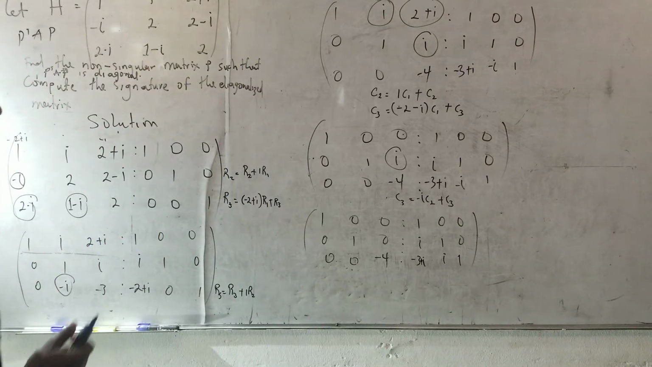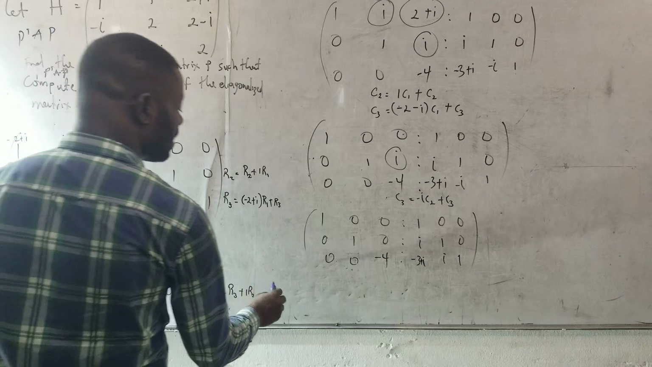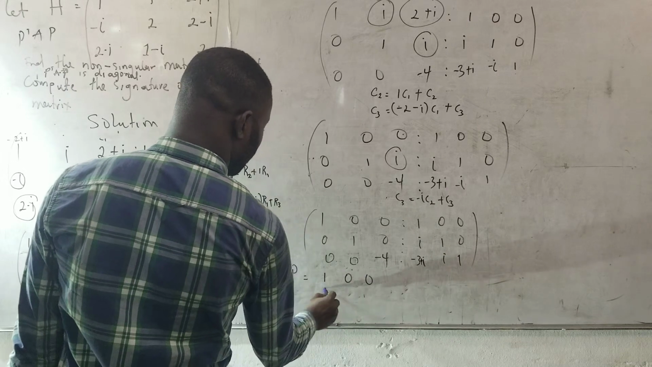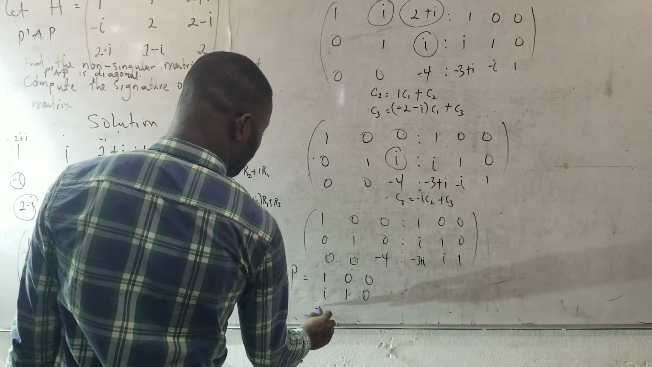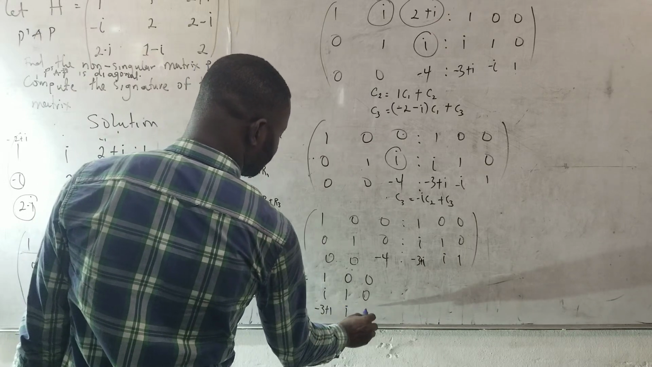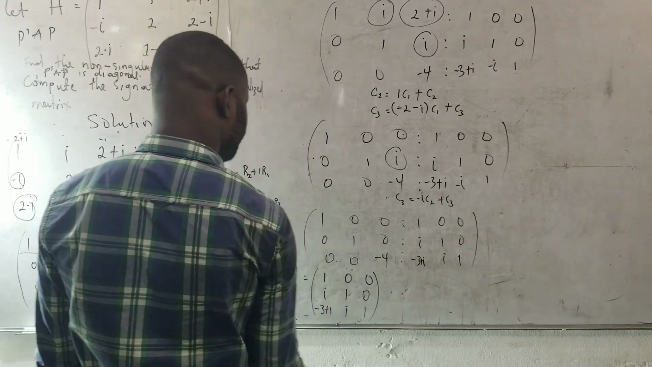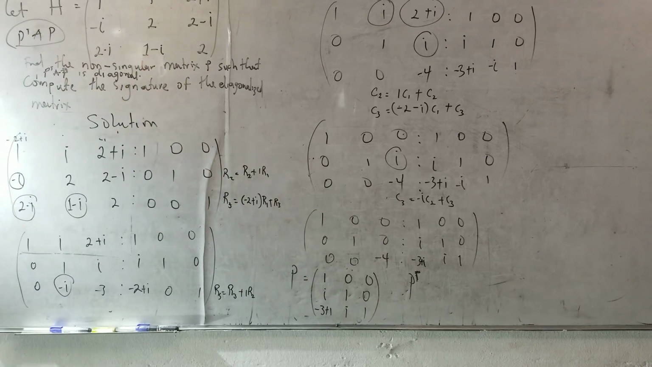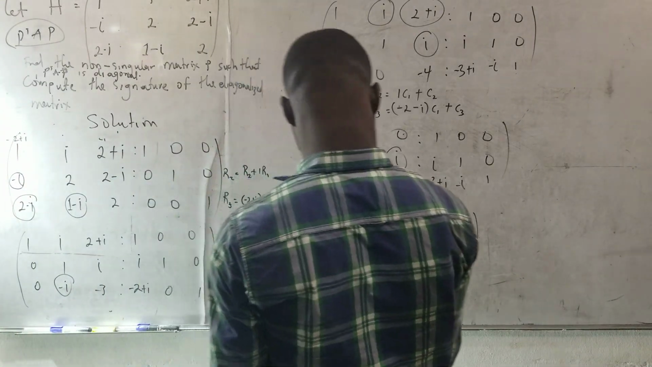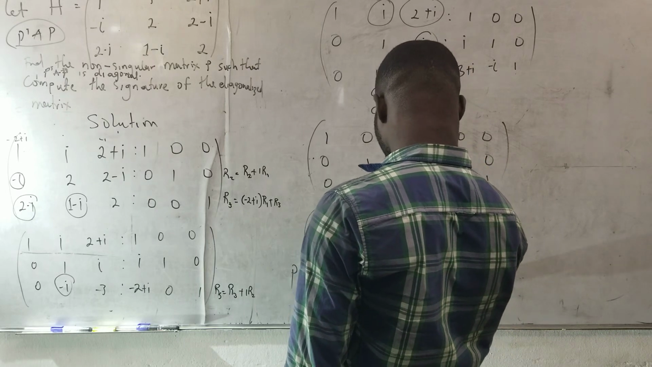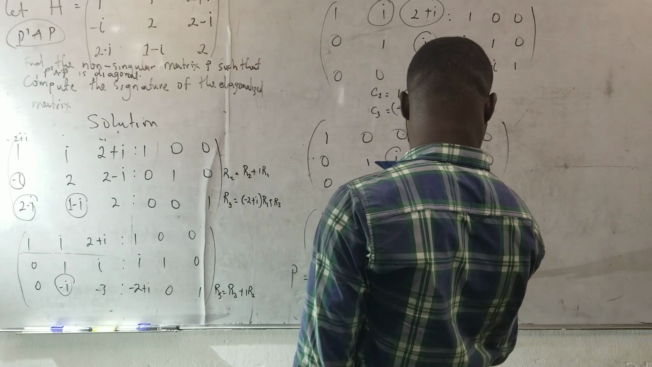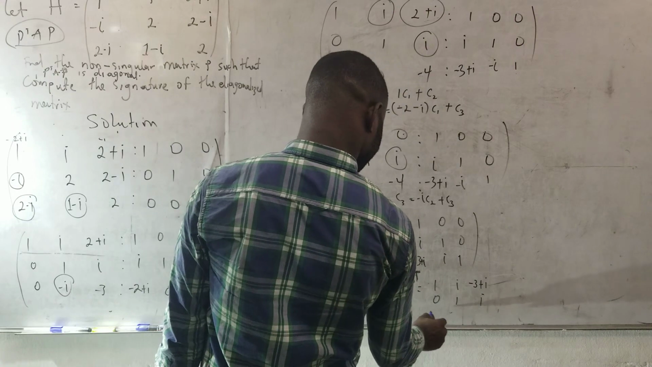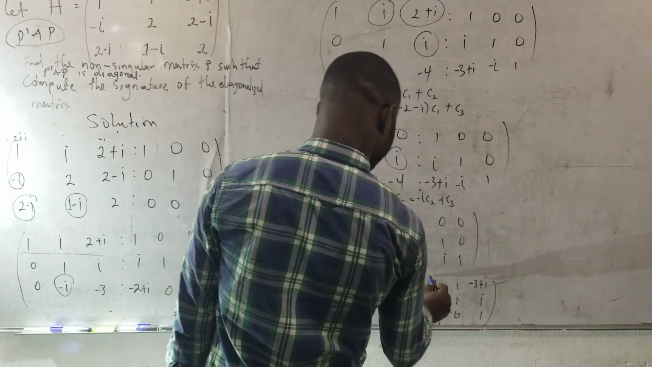Now at this junction, I can achieve what I want to achieve. My P will be equal to 1 0 0, i 1 0, and minus 3 plus i and i 1. Which is my P? My P transpose, because don't forget what we are defining, will be equal to 1, i, minus 3 plus i, and 0, 1, i, and 0, 0, 1. That is my P transpose.